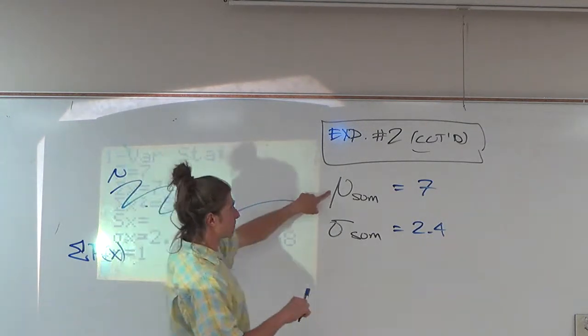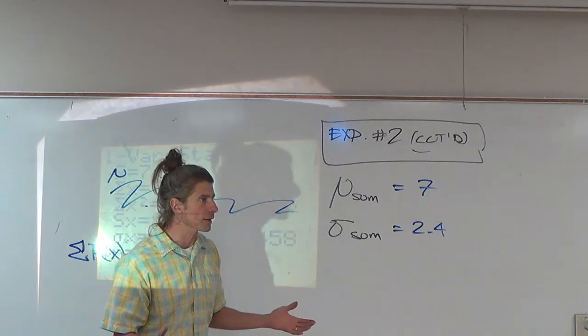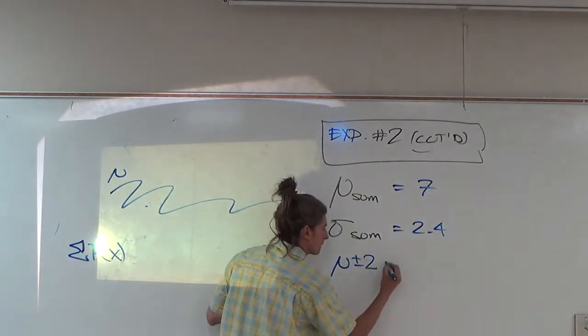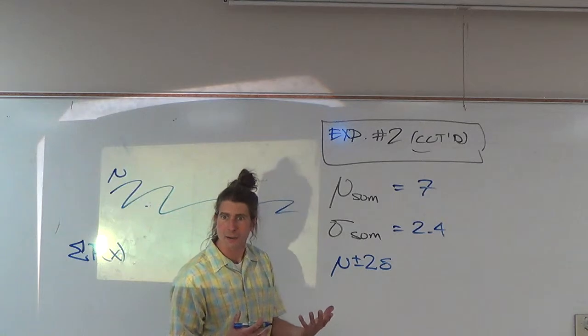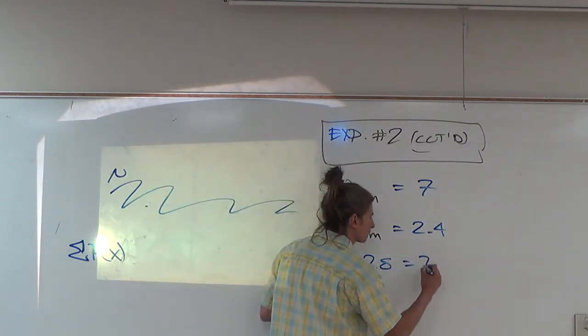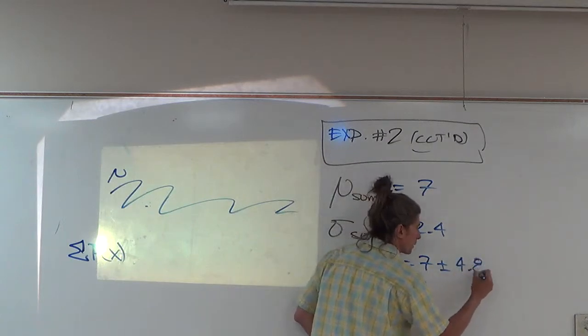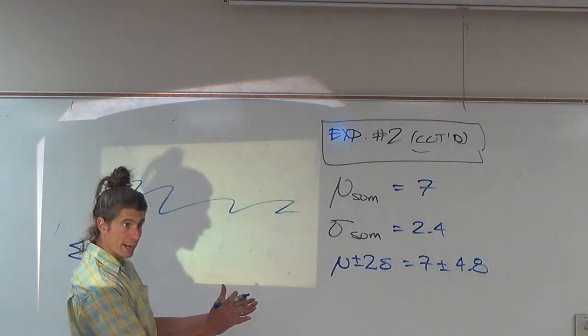So what he did was he did mu plus or minus 2 standard deviations. Does that make sense to you guys? Mu plus or minus 2 sigma, which is the same as x bar plus or minus 2s. I'm just using the number we got. So that's 7 plus or minus 4.8. Fair enough? Plus or minus 4.8.